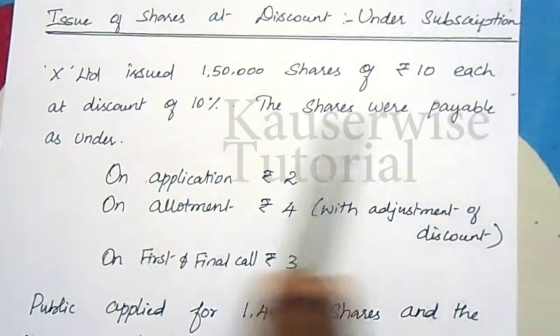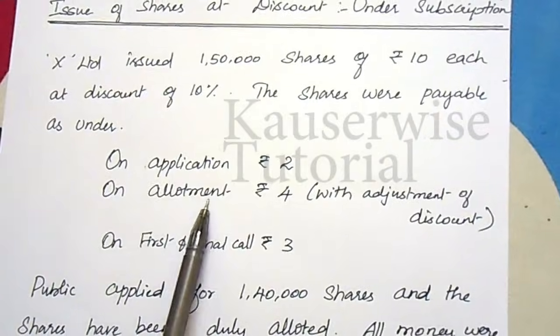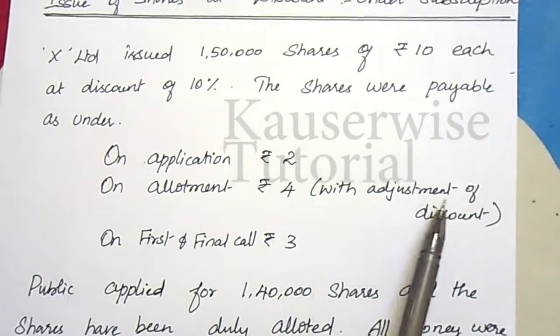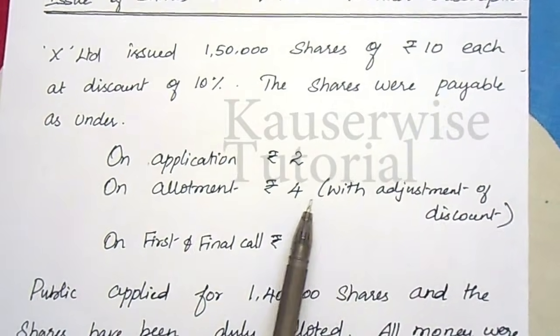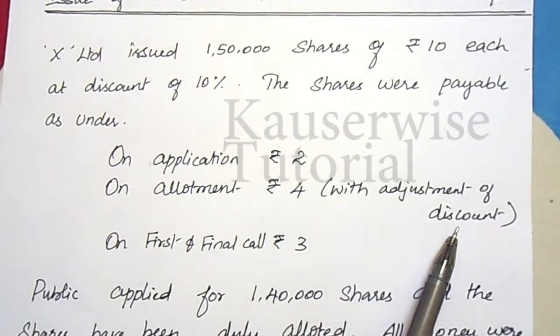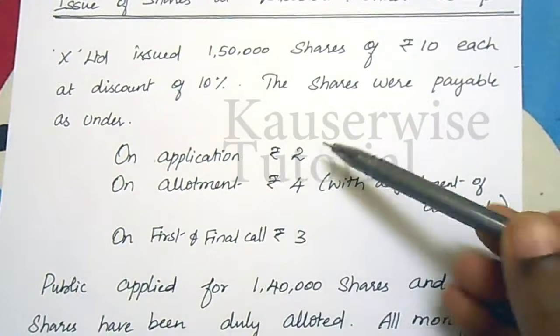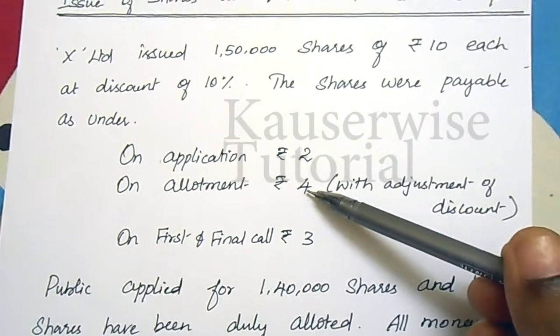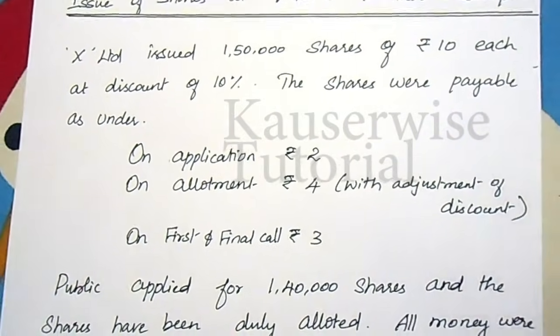The shares were payable as under. On application 2 rupees. On allotment 4 rupees with adjustment of discount. That 1 rupee discount will be shown when you make entry for allotment. On first and final call is 3 rupees. Now get the total. 2 plus 4, 6. 6 plus 3, 9. The issue price is 9 rupees.